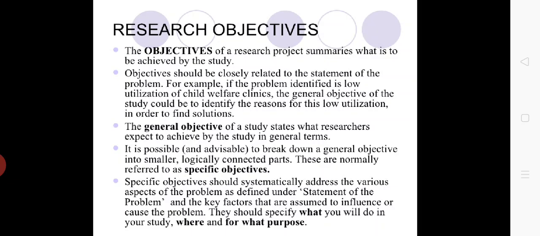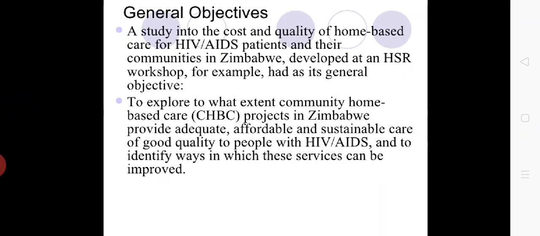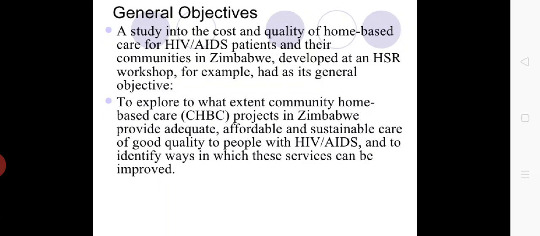They should specify what you will do in your study, where and for what purpose. So these are the major things which you need to keep in mind when you are writing the objectives of your study: what you will do in your study, where and for what purpose. Objectives are actually the aims of your study. So objectives can be classified into general objectives and specific objectives.